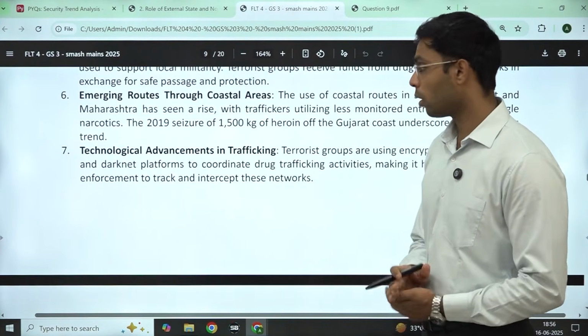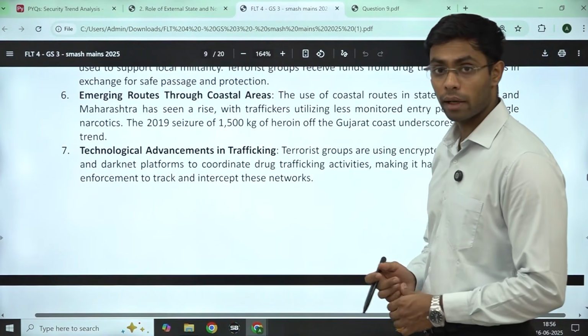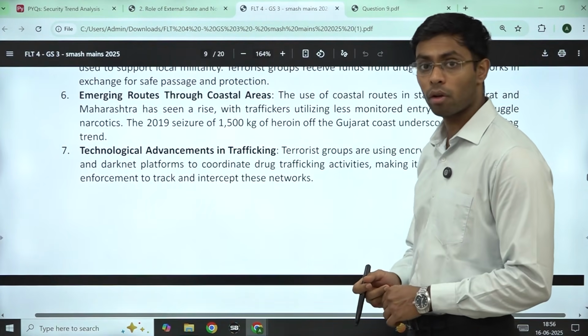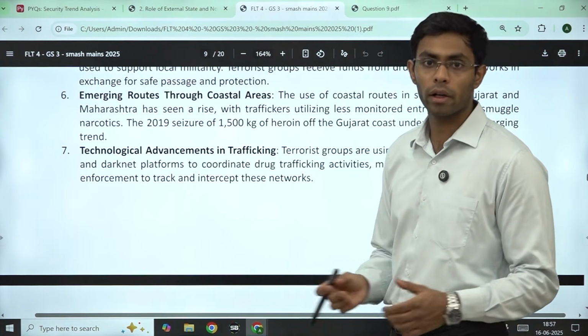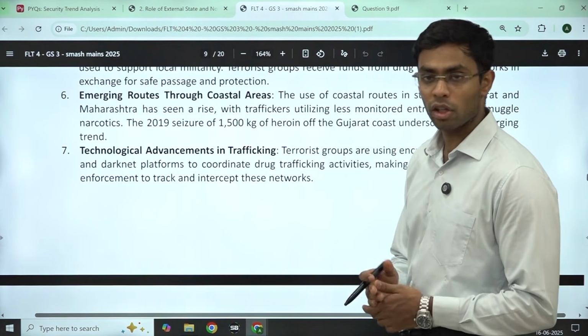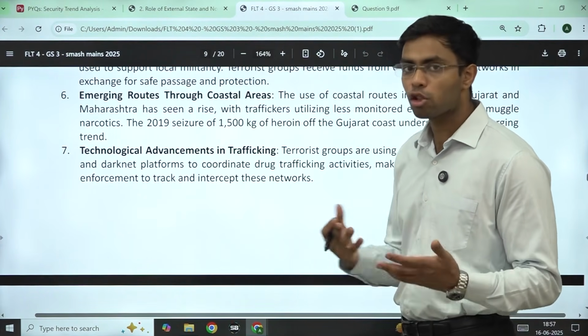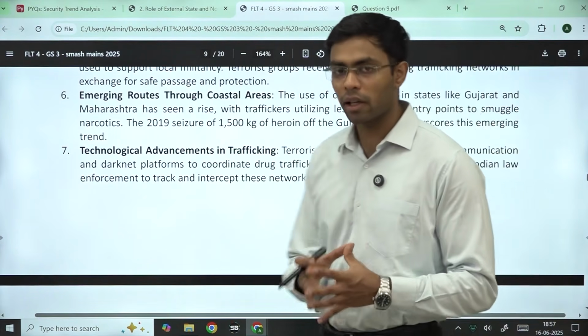So maritime smuggling of narcotics, right? For example, in Gujarat, at the port, we found a ship from Iran which had a lot of heroin in it. So how that is going to impact our internal security infrastructure or scenario, that is something you can also think about. So you have to brainstorm on what the different dimensions regarding internal security are.